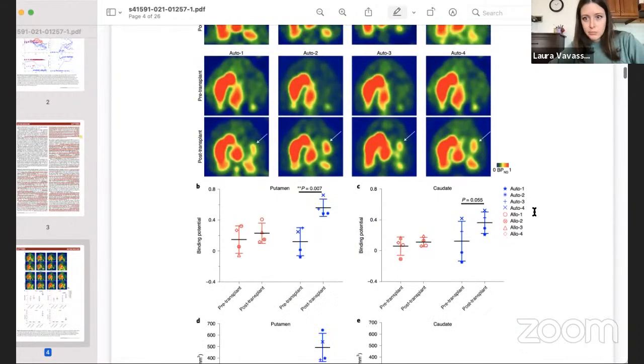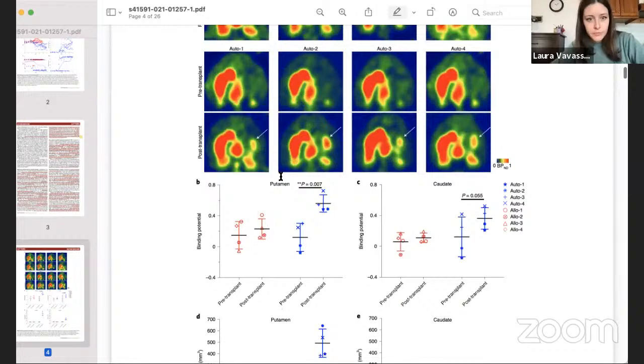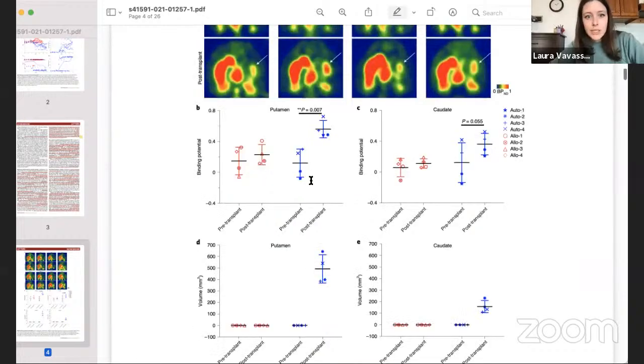So maybe it's more clear from this graph. We can see in red, we have the allogenic group. In blue, we have the autologous group, pre and post transplant. The binding potential, which is kind of a proxy of the activity of dopaminergic neurons. And we see that there is a huge difference on this binding potential, which becomes higher after the transplantation, but only for the autologous group.